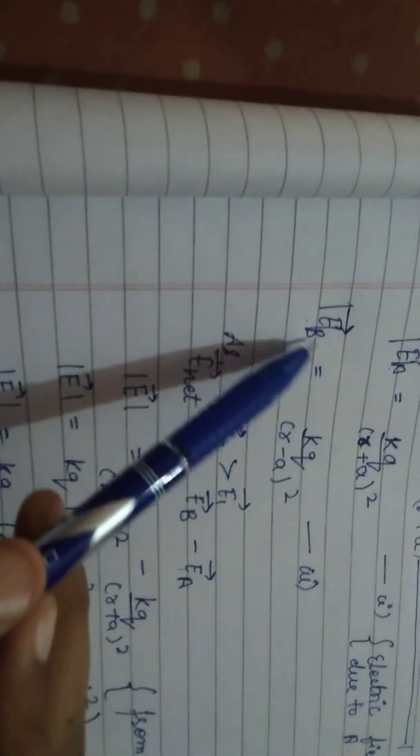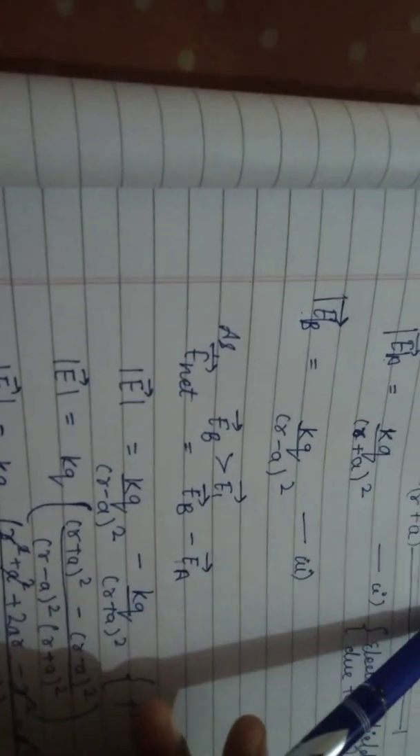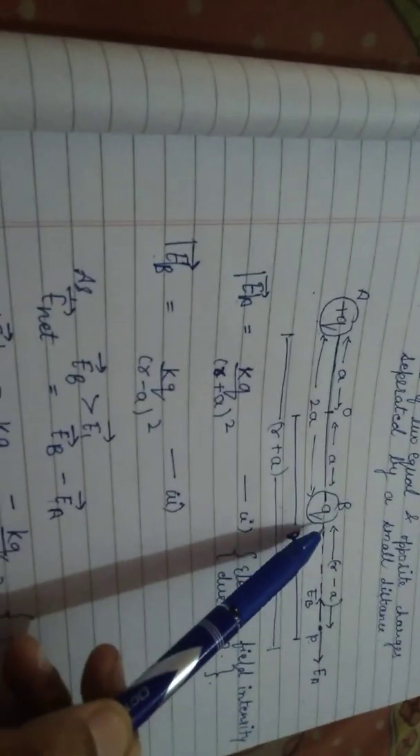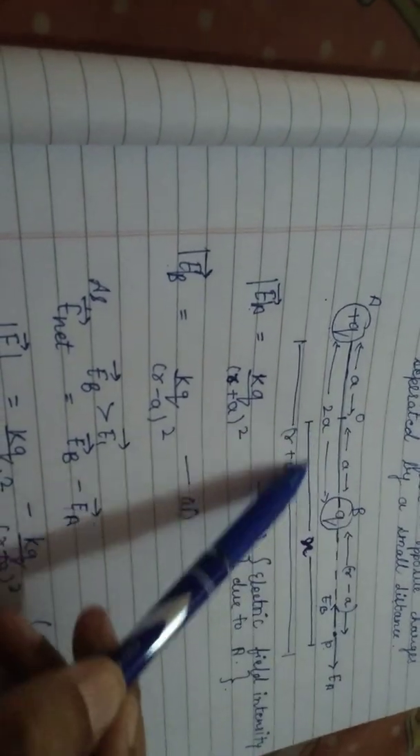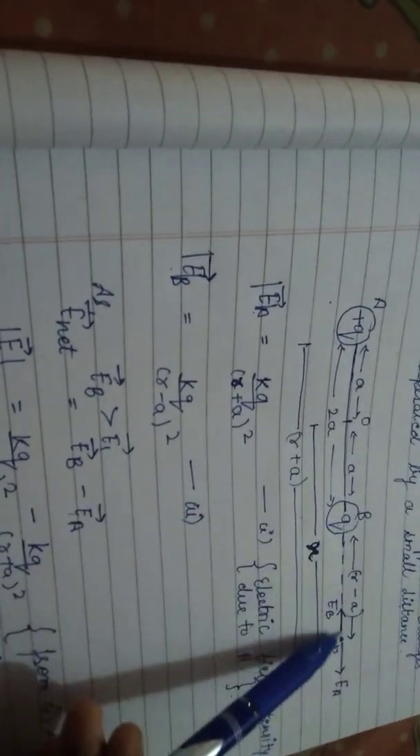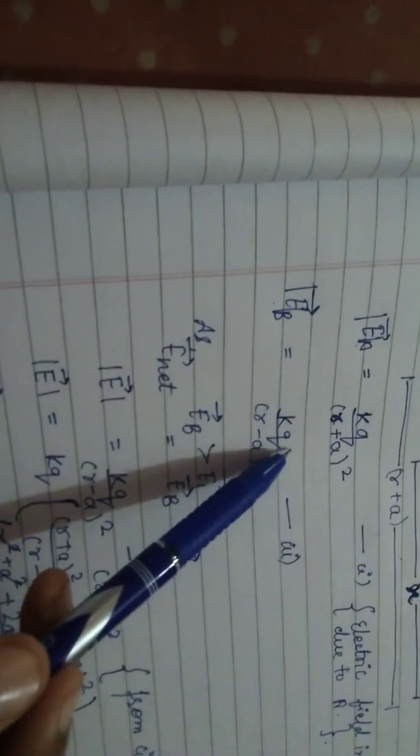Similarly, the magnitude of EB will be kq upon the distance between the negative charge and point P. Here is r and here is a, so this distance will be r minus a. So the magnitude of EB will be kq upon r minus a whole square.